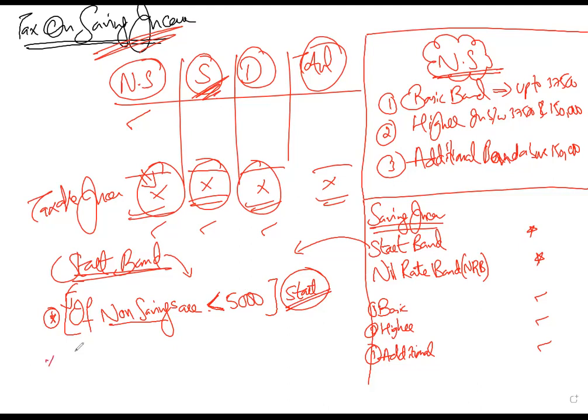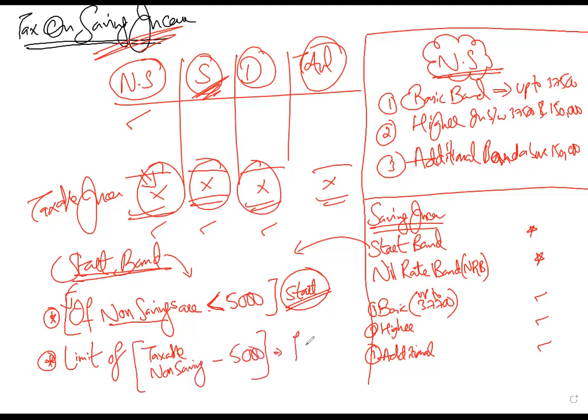And the limit of the start band: the basic band has a limit of how much? 37,700. We know that, right? So what is the limit of the start band? If it arises, the start band will have a limit of taxable non-savings minus 5,000. This formula will give us the limit of the start band.